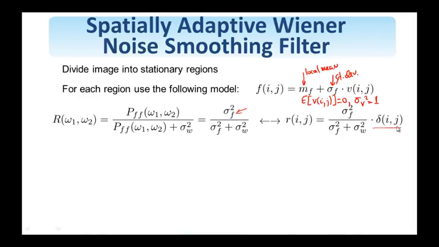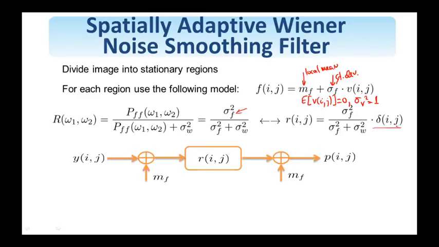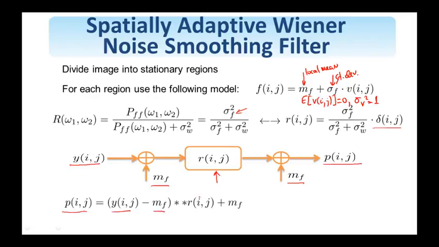Let's look now at the model we've been using towards this noise smoothing filter. So we take the input image, subtract the mean, process it through the filter, add back the mean to get the output. So the equation therefore is that P of ij equals y minus the mean, convolved with the impulse response of the noise smoothing filter and adding back the mean.